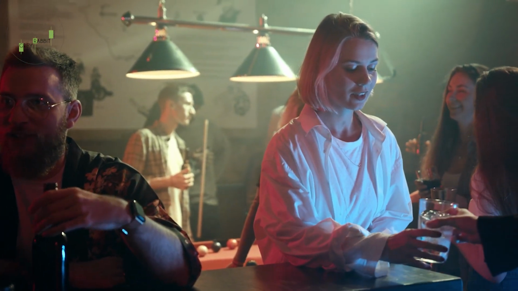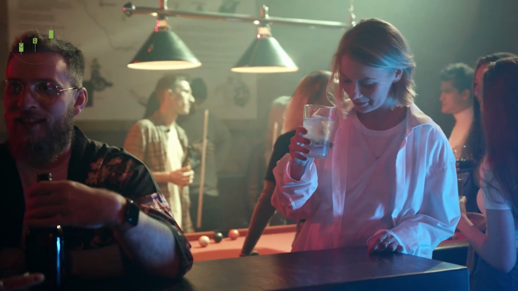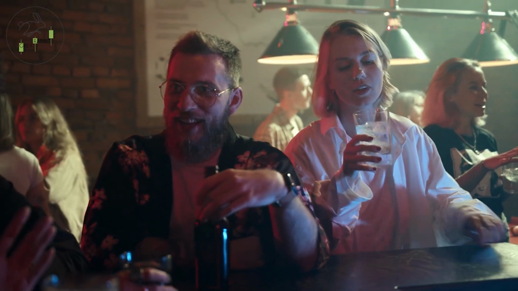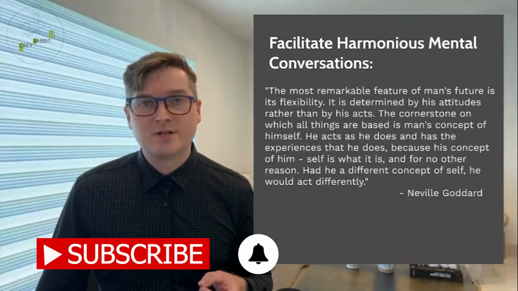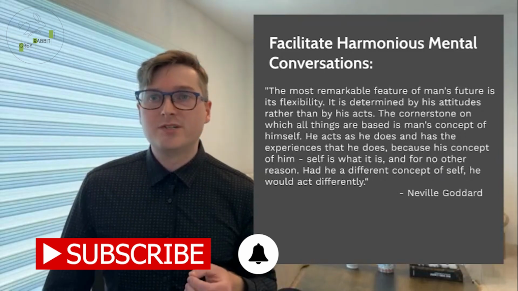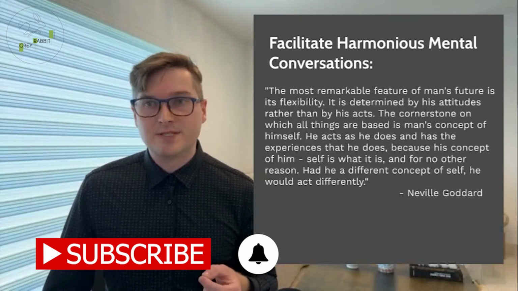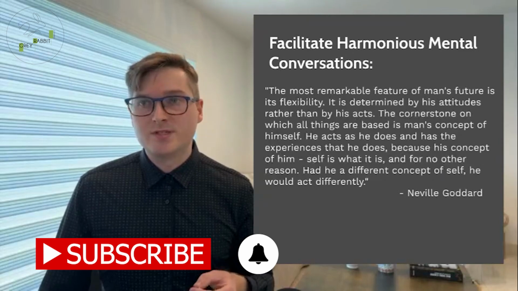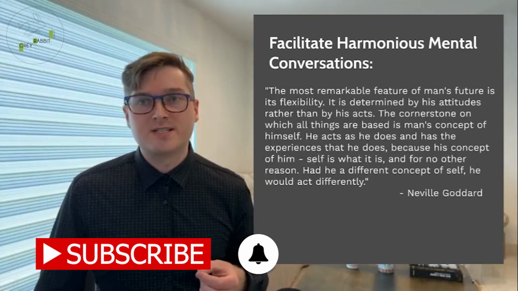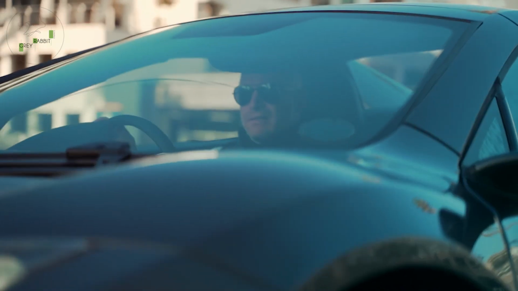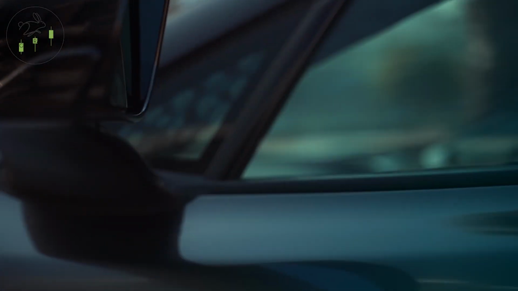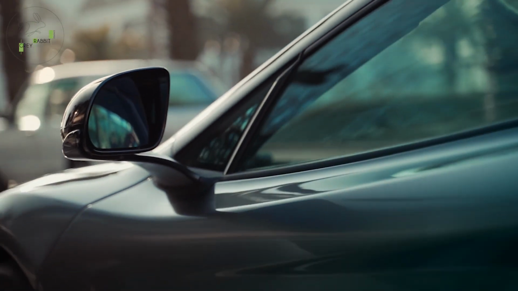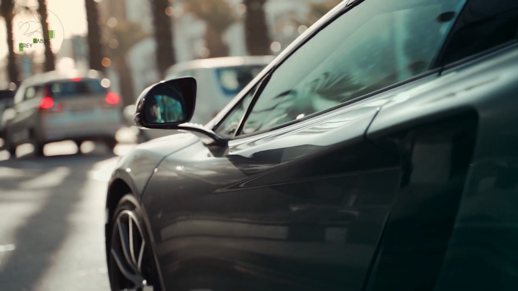Now, this is another quote that relates to these concepts I just spoke about, but it's about facilitating harmonious mental conversations. This is from Neville Goddard. The most remarkable feature of man's future is its flexibility. It is determined by his attitudes rather than by his acts. The cornerstone on which all things are based is man's concept of himself. He acts as he does and has the experiences that he does because his concept of himself is what it is, and for no other reason.